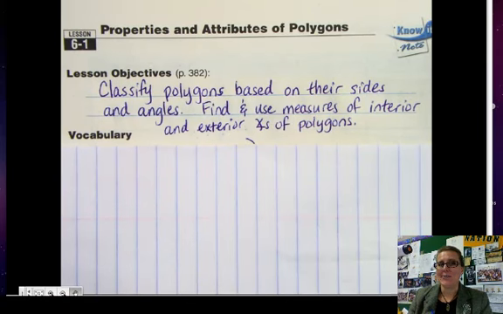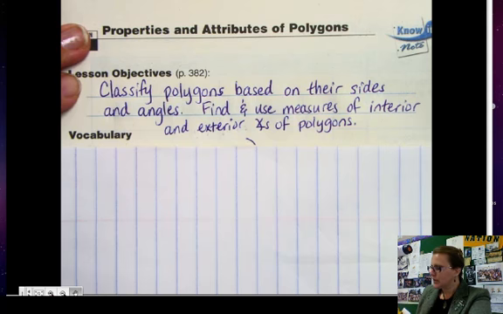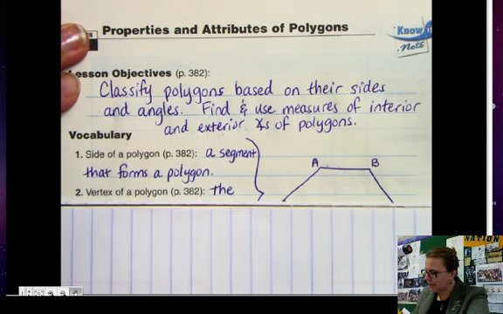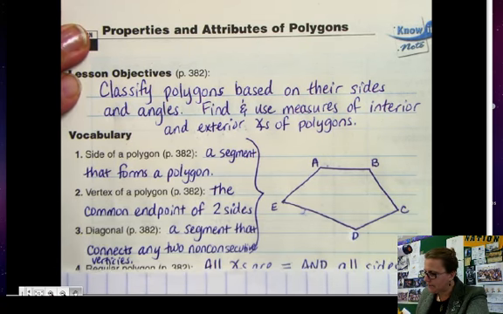All right, so today we're going to start Chapter 6, Properties and Attributes of Polygons. Today we're going to classify polygons based on their sides and angles, and also find and use measures of interior and exterior angles of the polygons. So, first of all, a couple of vocabulary.